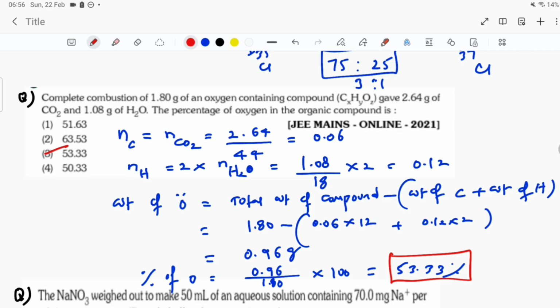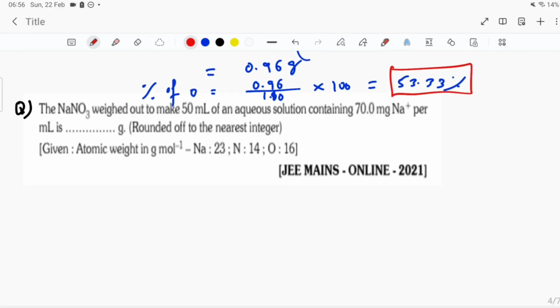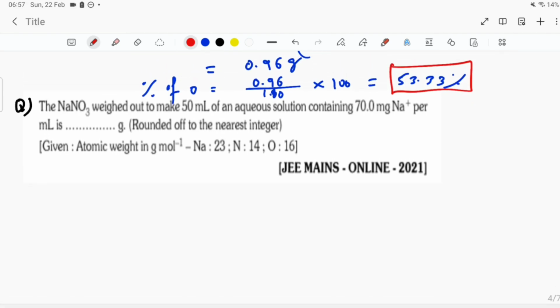First we calculate the number of moles of carbon, followed by hydrogen. Then the weight of oxygen: how do we calculate it? Total weight minus the sum of carbon and hydrogen weights. We got 53.33. Next, NaNO3 weighed out to make 50 ml of aqueous solution of 70 milligrams Na plus per ml is dash. See the question.